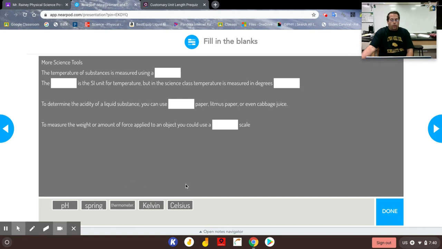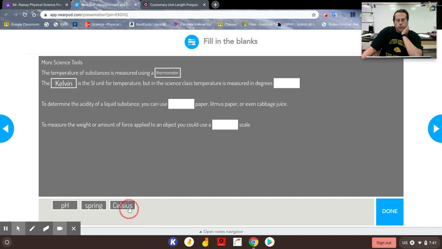If we want to find the temperature of a substance, we will use a thermometer. We'll talk about the various kinds of those next week when we talk about temperature. The Kelvin is the SI, or the metric system, unit for temperature. But in science class, we measure in degrees Celsius. So we'll talk about the difference of those next Thursday when we talk about temperature.